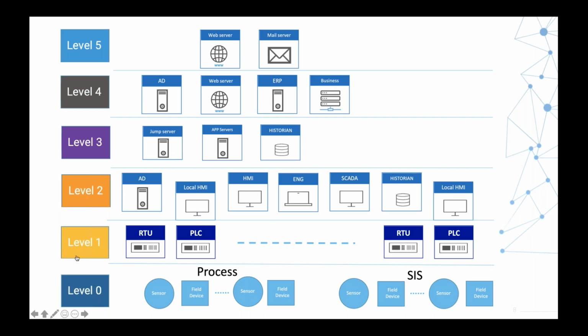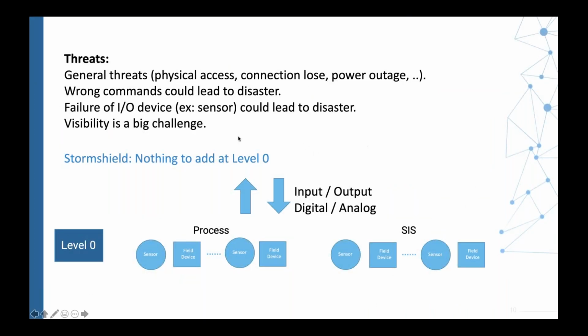So it's essential and important to understand what you have, what threats are associated with what you do have, and then you can see how you are going to secure them. So basically, if you go to level 0, for example, you will see that there are many different types of threats. Normally at this level, there is actually no IP or Ethernet except in very exceptional cases. But in general, all the input-output carry digital and analog information, and they are directly connected with the PLCs and RTUs. And the general threats at this stage could be something like physical access, connection loss, or maybe a power outage.